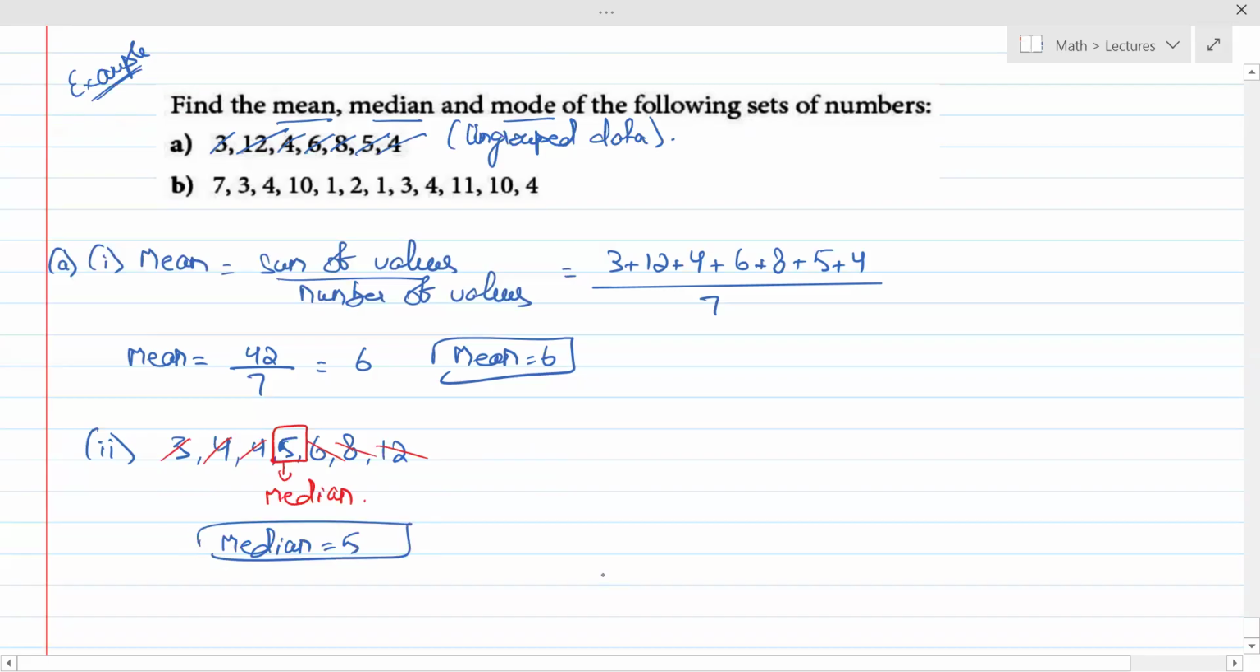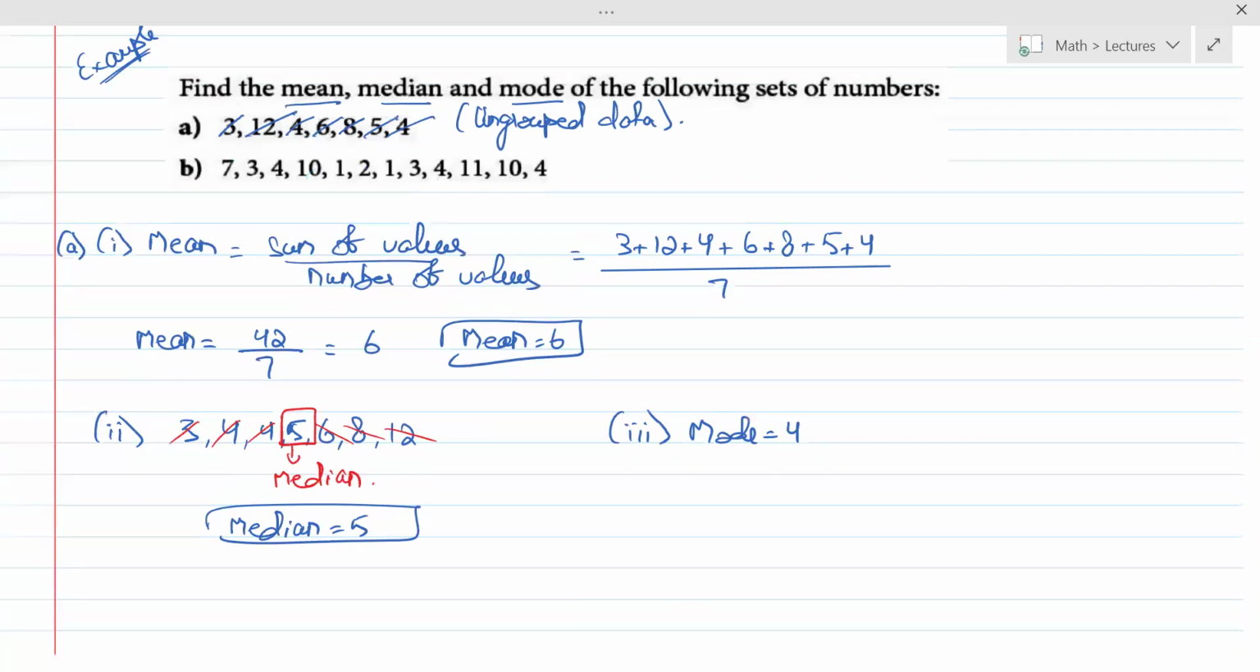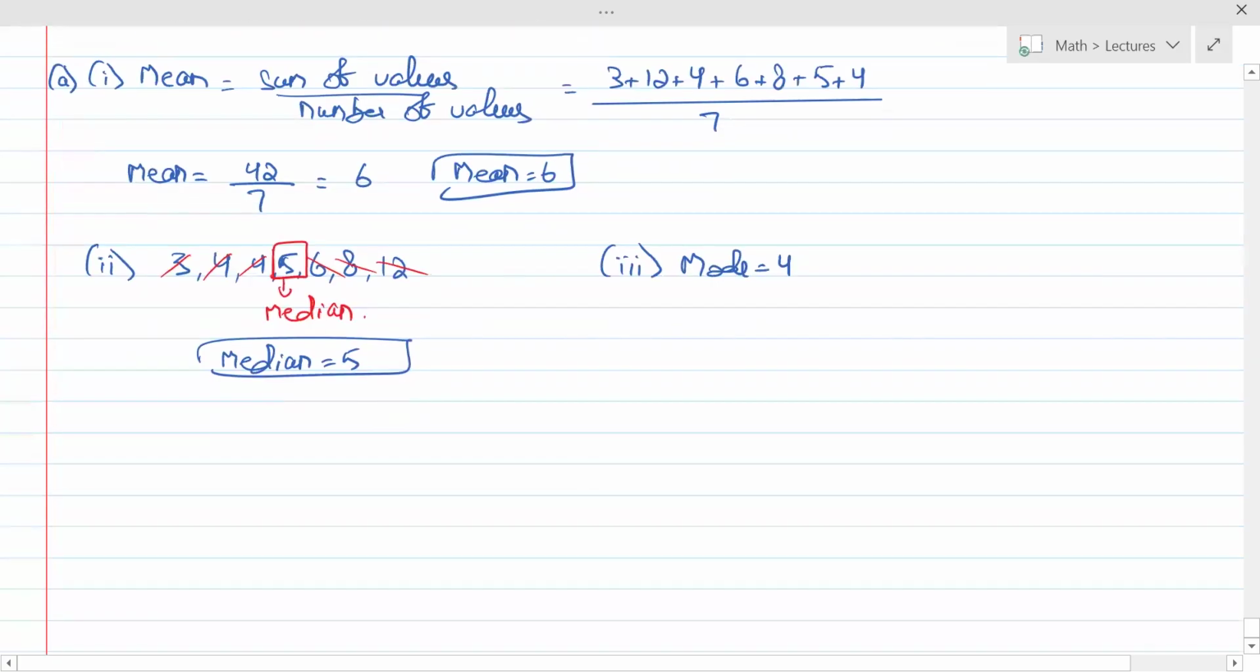Last, we have to find the mode, and for mode, it's the highest repeated value. And from the data, we can see that the highest repeated value is 4 only, because 4 is the only value which has come twice. So mode in this case is 4. Why 4? Because we can see 2 different 4s here. So this was about the part A. Part B.